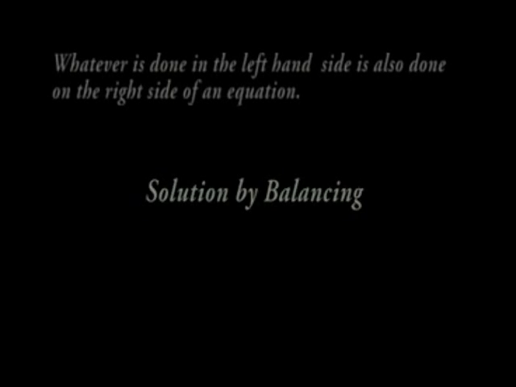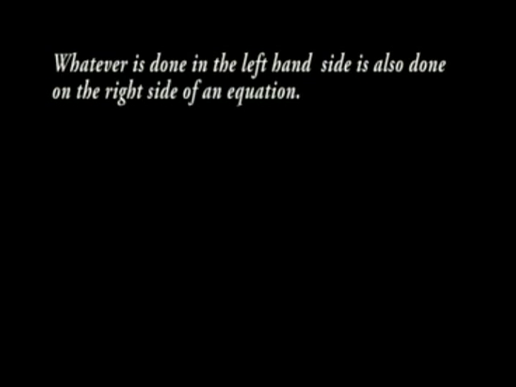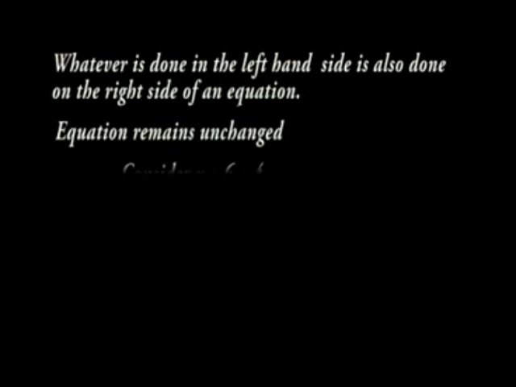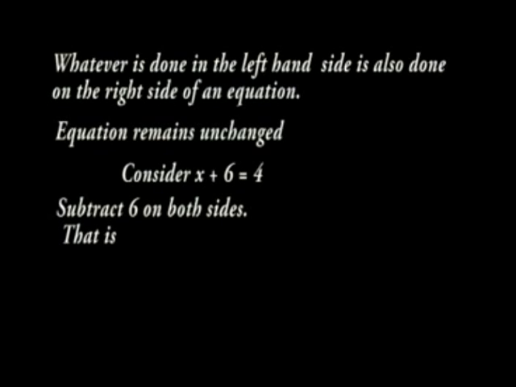Solution by balancing. This means that whatever is done on the left hand side is also done on the right hand side of an equation, so the equation remains unchanged. Consider x plus 6 is equal to 4. On the left hand side, we want to have x alone. Therefore, we subtract 6 on both sides. That is, x plus 6 minus 6 is equal to 4 minus 6. x is equal to minus 2.